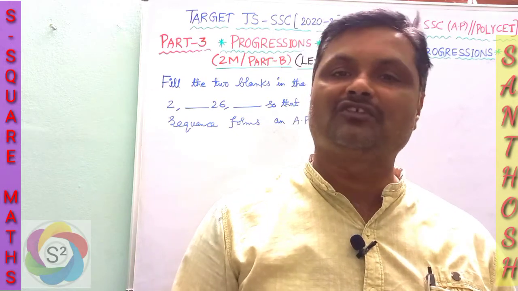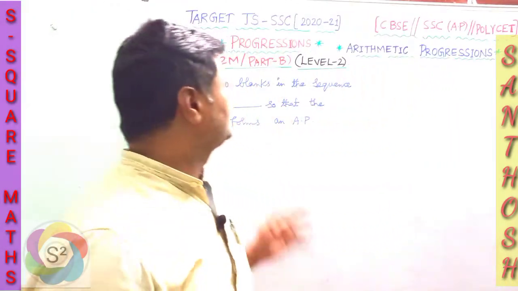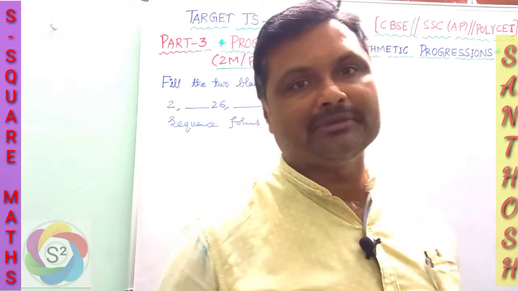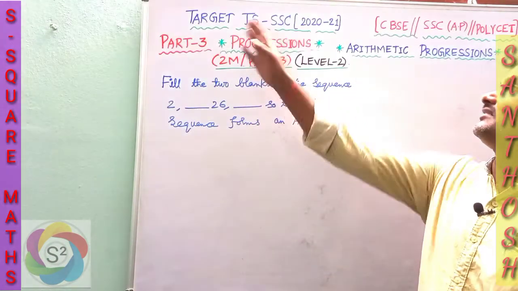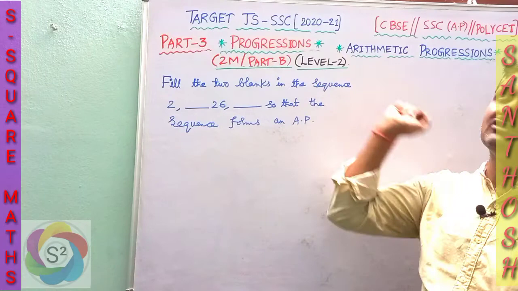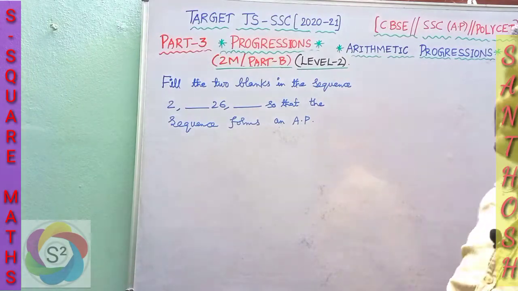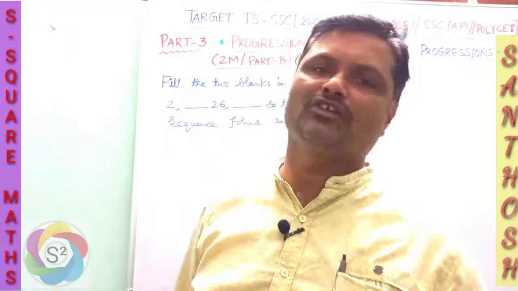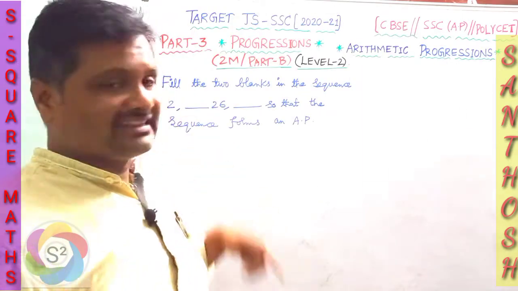Step into the third part of our arithmetic progressions, for the target of SSC TS, AP 2021. It is also valid for CBSE, SSC, AP and Polyset, various Olympiads also. It's the third part.